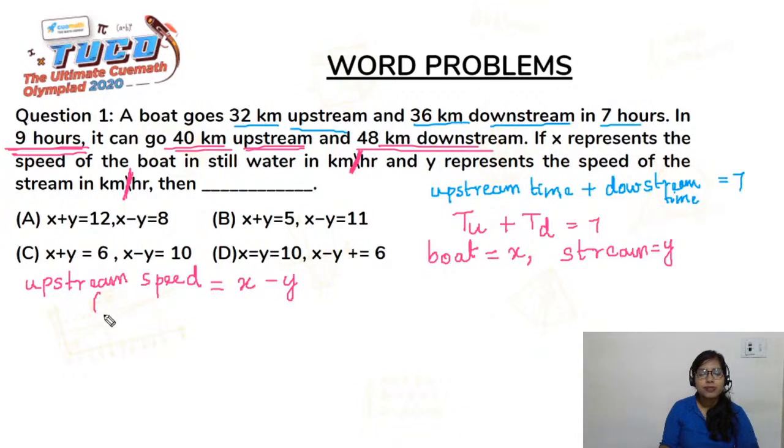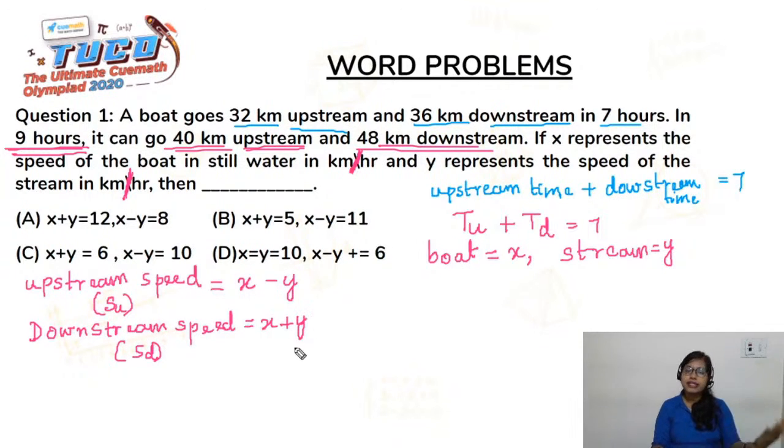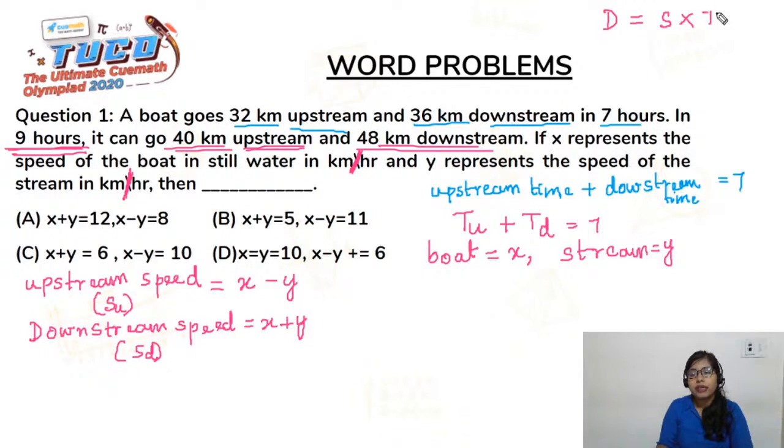So I'm going to consider upstream speed as SU, speed upstream. And similarly, I'm going to consider my downstream speed as SD, and that's going to be x plus y as the boat is moving in the same direction of the stream. Is that clear? Now, based on this, we are going to frame some equations. A boat is going 32 kilometer. Now, we know the relationship that distance is equal to speed into time, or time is equal to distance over speed.